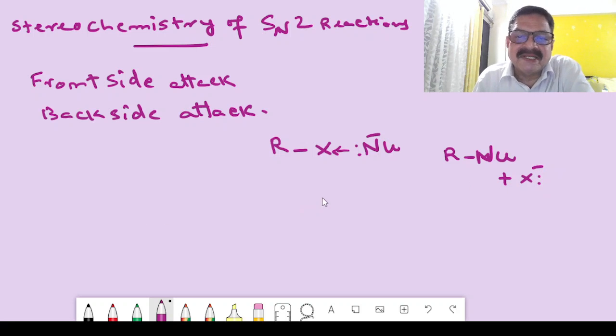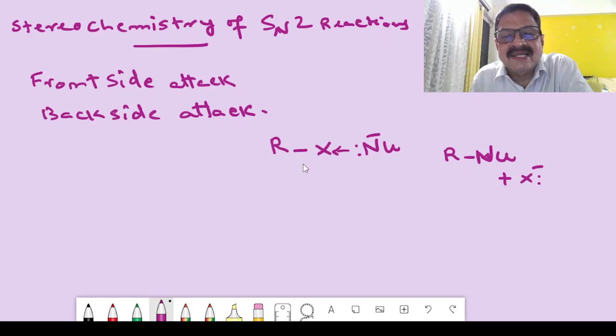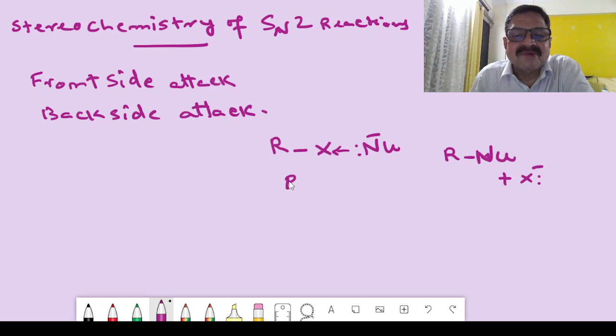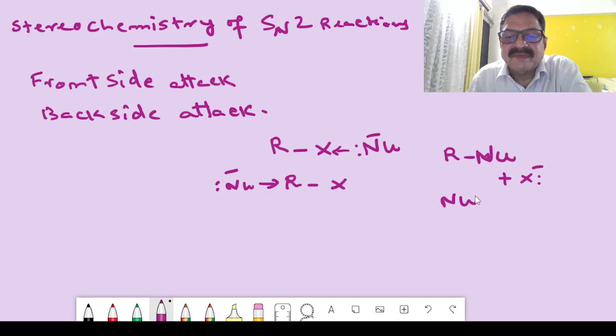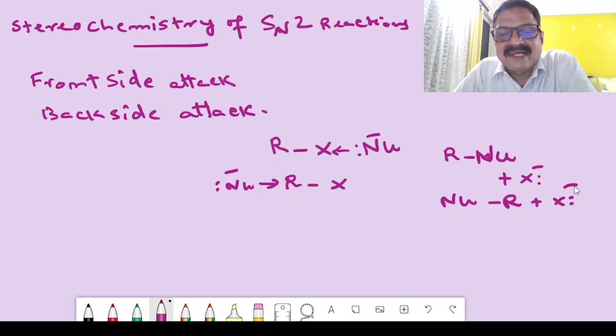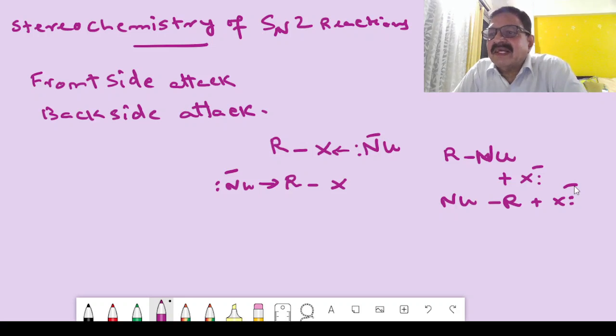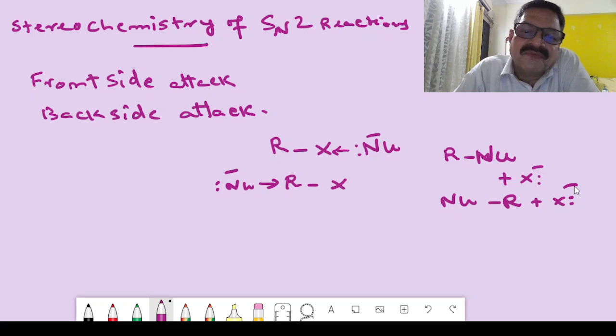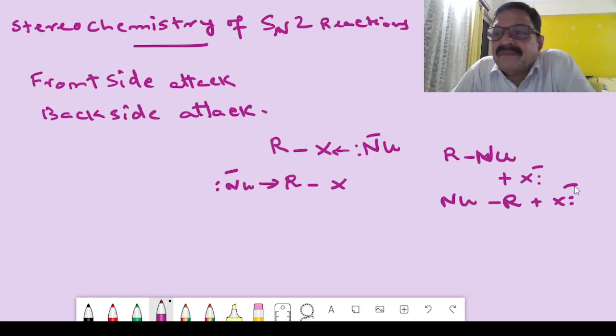And the other possibility is attacking from the front side. Directly it is coming and hitting. The other possibility will be from behind, it is attacking like this, from this side here. Therefore, the product formed will be like this. This is the only difference here. One is an inversion of configuration. The configuration will get inverted. In front side attack, the nucleophile will be approaching from the same side as the leaving group here.